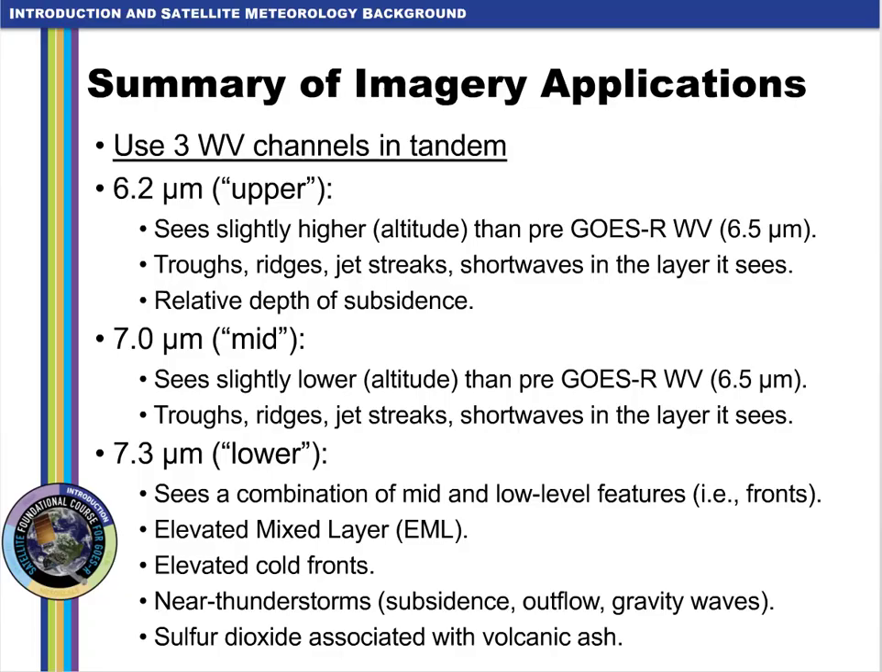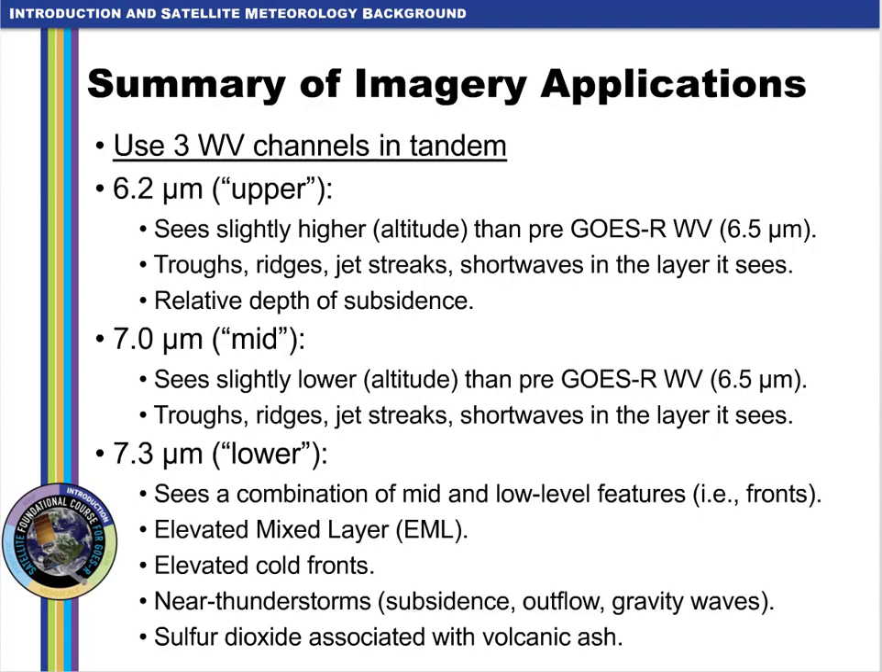In summary, the GOES-R series offers three water vapor channels at greater spatial and temporal resolution compared to what was available in the pre-GOES-R era. Be sure to utilize the three water vapor channels in tandem to provide a three-dimensional perspective of the atmosphere. The 6.2 and 7.0 micron channels see slightly lower and higher in altitude, respectively, compared to the pre-GOES-R water vapor channel at 6.5 microns. Keep in mind the layer that you are seeing when analyzing familiar features like troughs, ridges, jet streaks, short waves, and so forth.